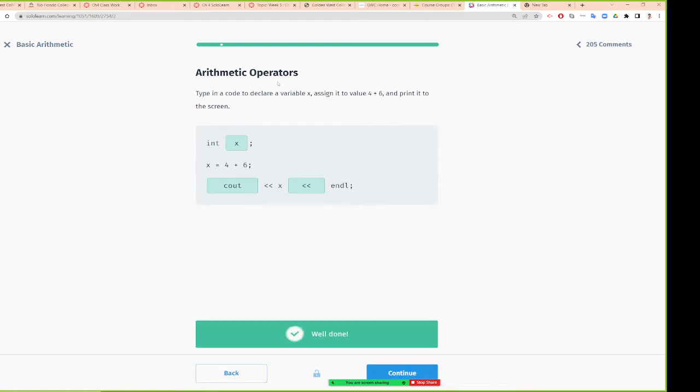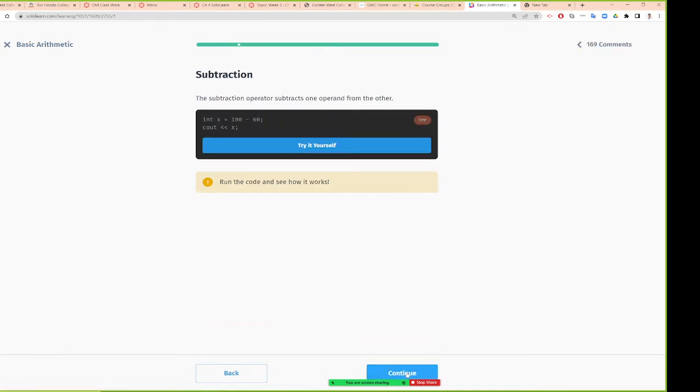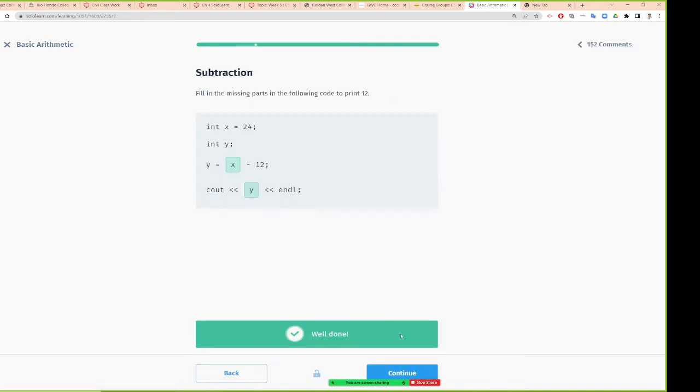So like in mathematics, you type code. I have x is an integer, so that's a whole number. So C out, and it will print 10. Is that right? All right, so subtraction is the minus sign.